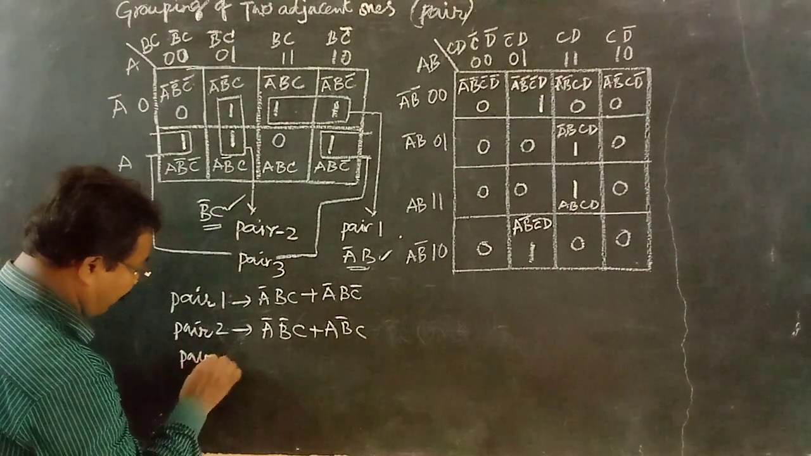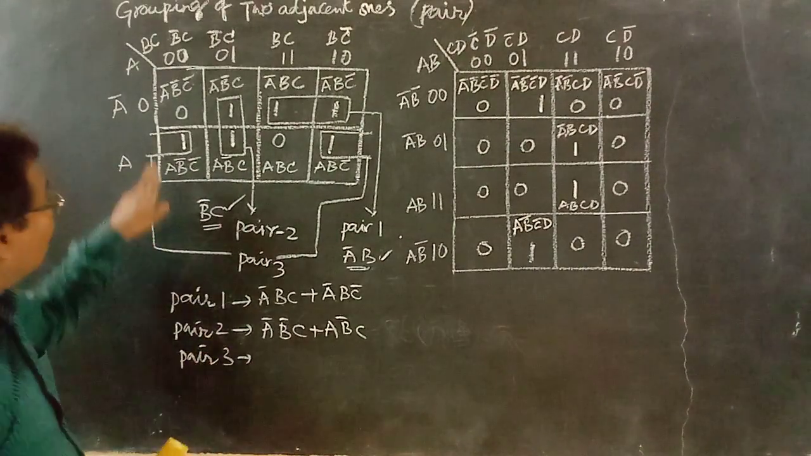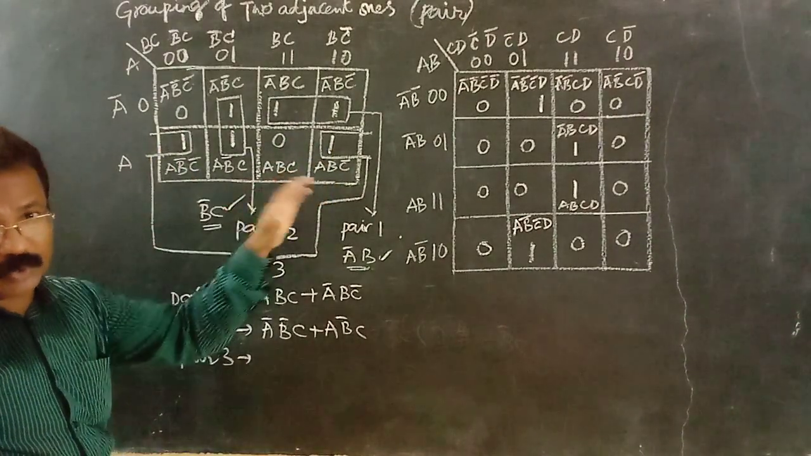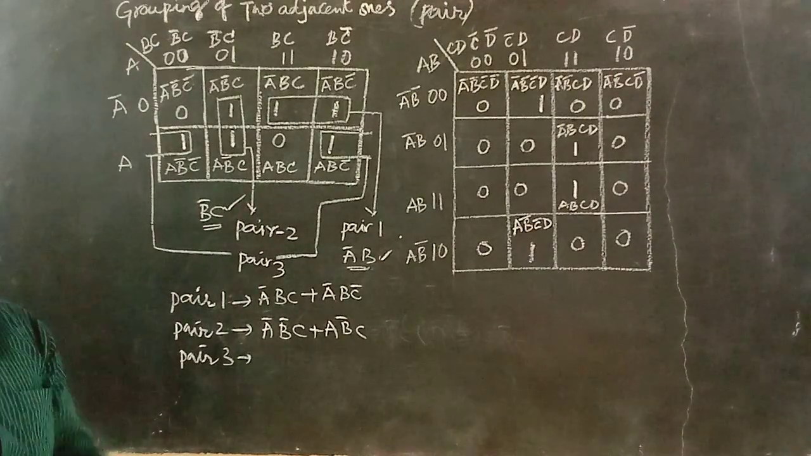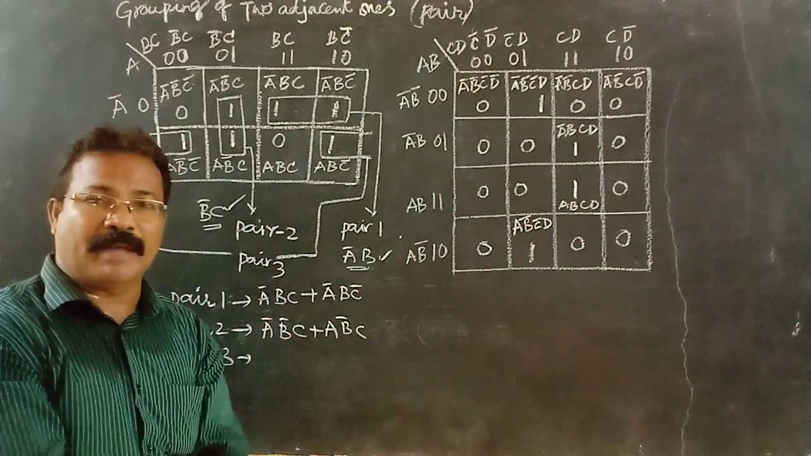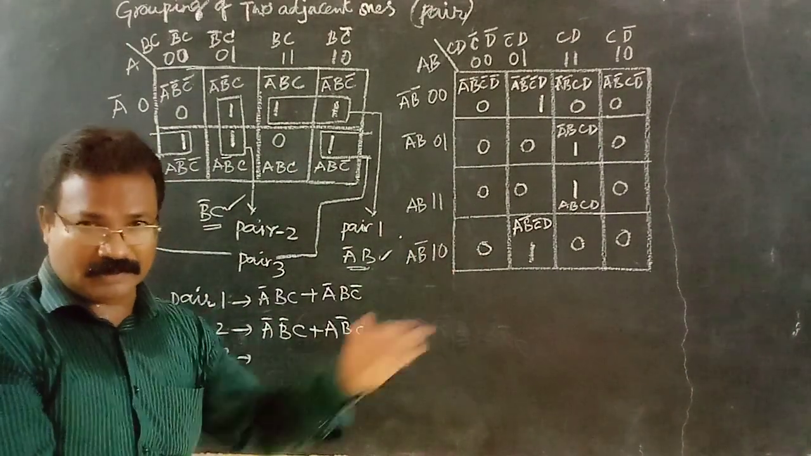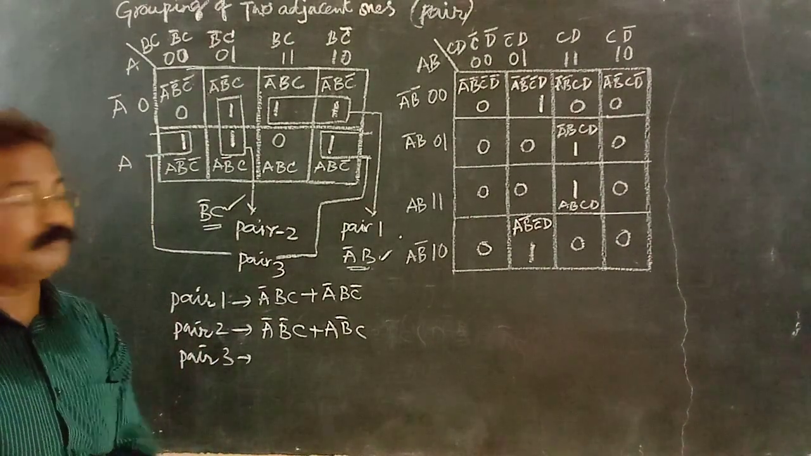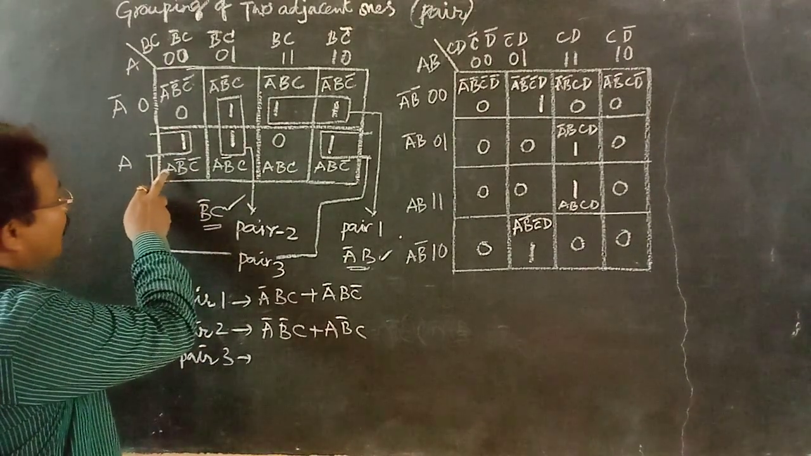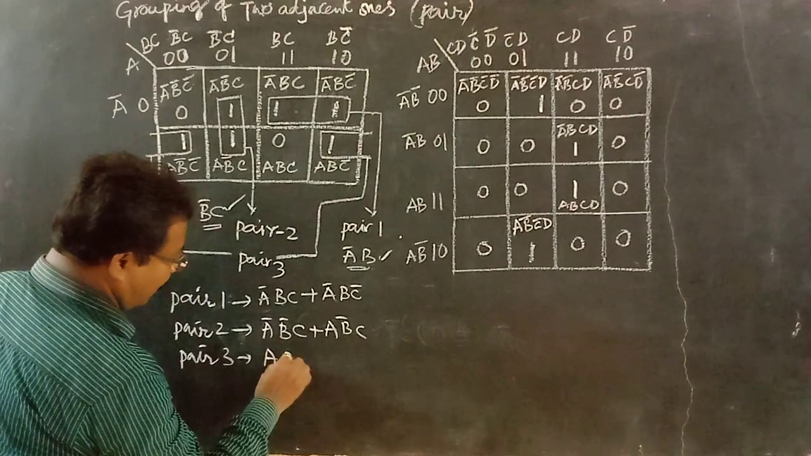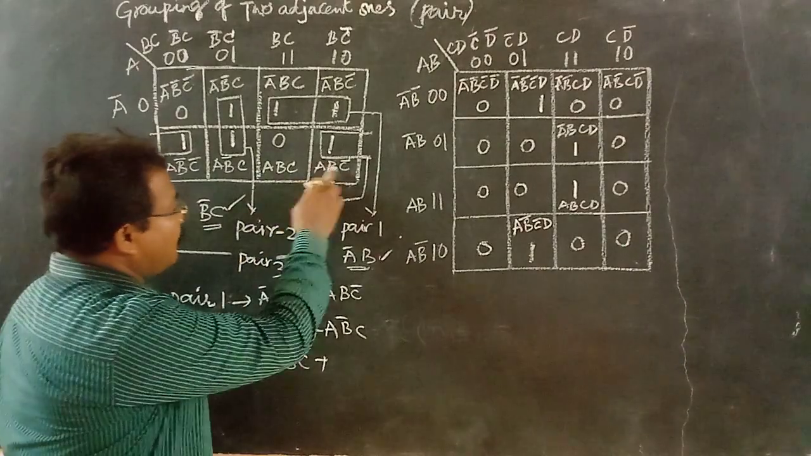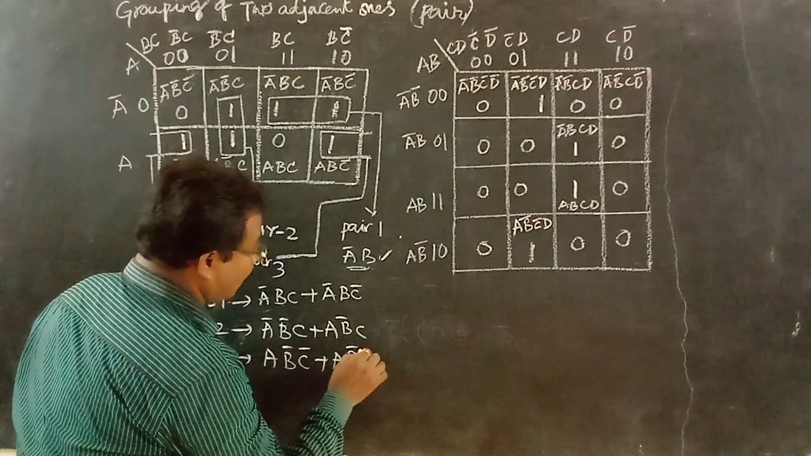Take another pair, pair 3, the third pair. Here the leftmost cell consists of 1 and the rightmost cell consists of 1. So they two can be grouped together as per the rules of the K-map while simplifying the Boolean expression. This is the combination of the leftmost cell, A, B bar, C bar, plus the rightmost cell, A, B, C bar.